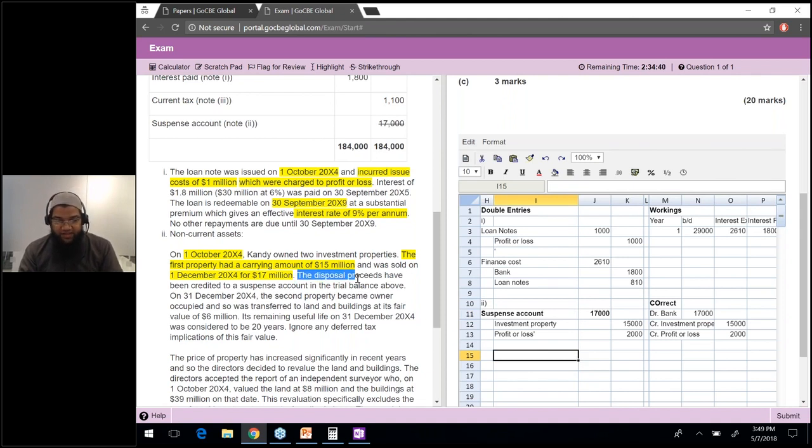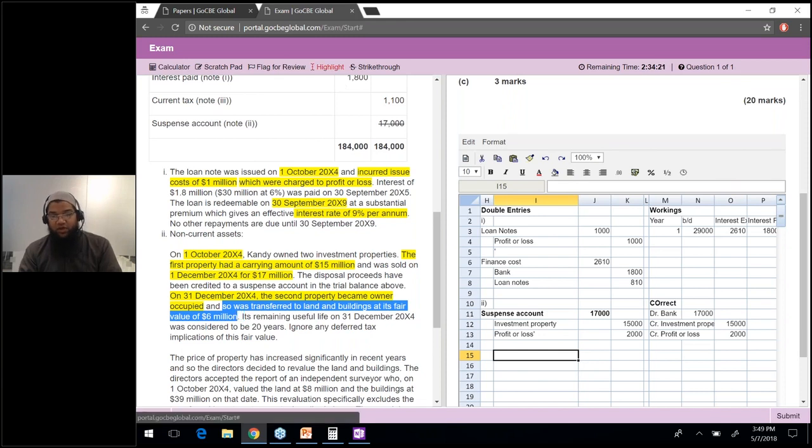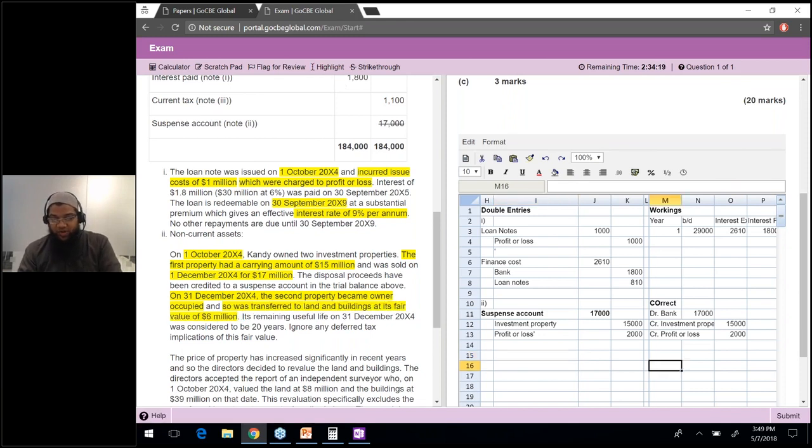The question further says that on 31st December 20x4, the second property became owner occupied, which means we have started to use the property now. The second property became owner occupied and so was transferred to land and building at its fair value of $6 million. So the question has prepared an entry as PP debit and investment property credit by $6,000. This is what we have understood from the question.